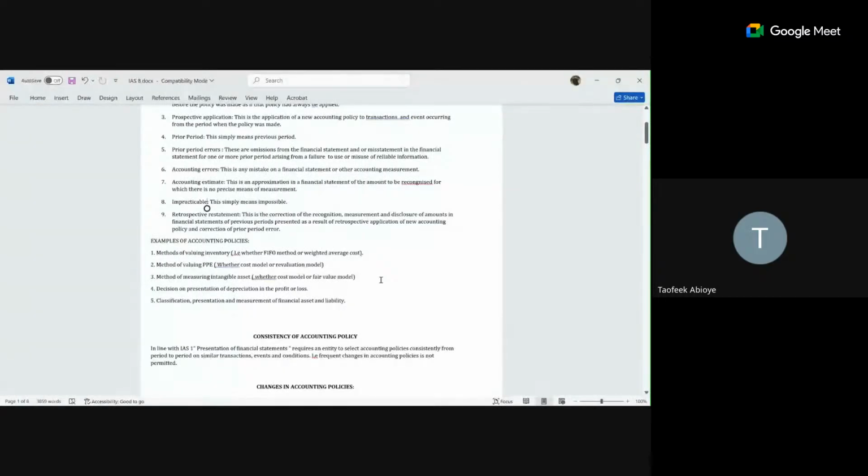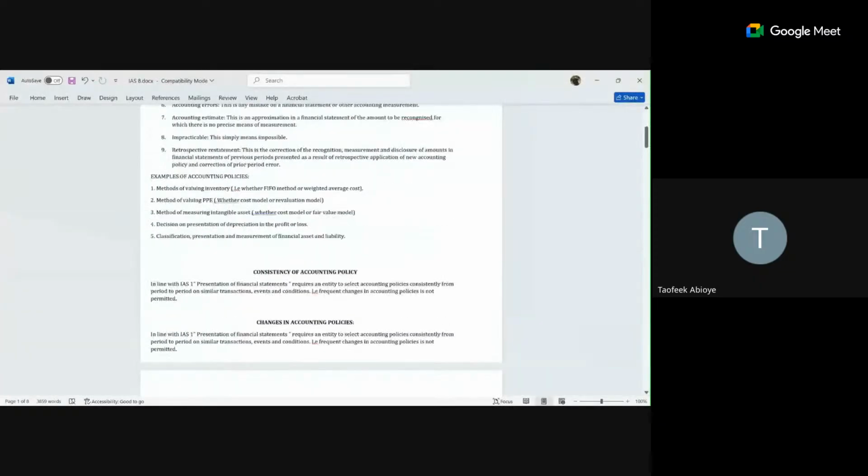We have decision on presentation of depreciation in the profit or loss. We have classification, presentation, and measurement of assets and liability. We also have valuation under IFRS 9, financial instruments. You can either use fair value through profit or loss or through OCI. It's also a change in accounting policy.